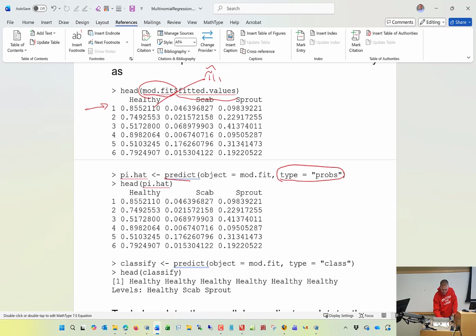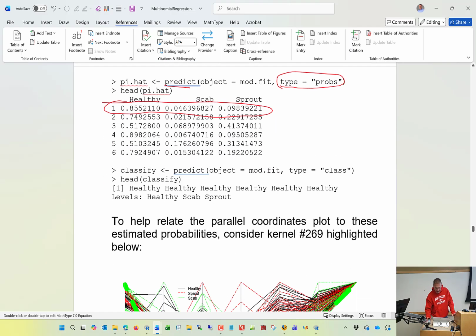And so for this first observation, we can see that the largest probability is for healthy. So we would predict healthy for that. You can have R automatically do that if you replace type equal probs with type equal class for classification. And we can see for the first observation, healthy.